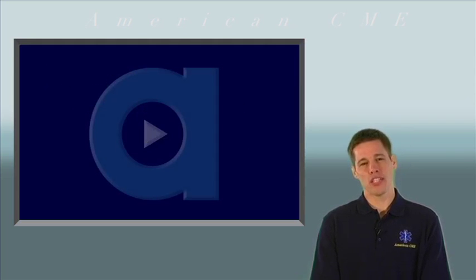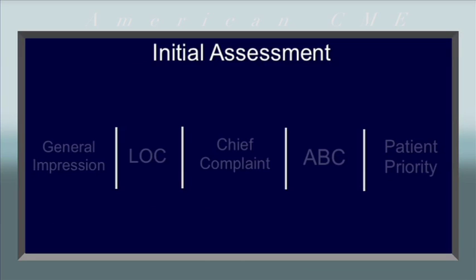After you have determined patient priority and established a transport decision, you have completed your initial assessment. Let's quickly review the initial assessment components. First, obtain a general impression of your patient by synthesizing the patient's presentation, the context the emergency has occurred in, and the social group the patient belongs to.